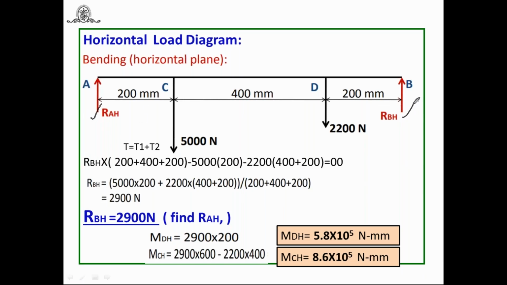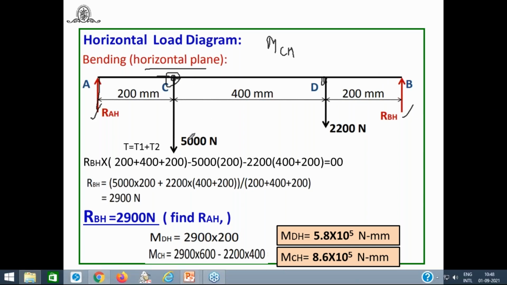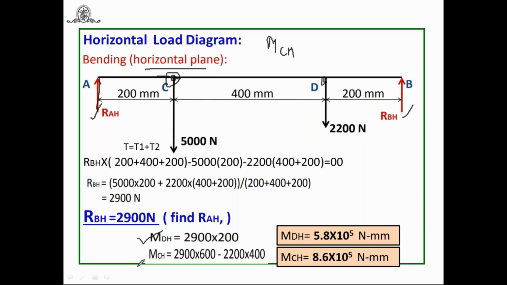Once you get RAH and RBH, the next thing we have to do is find out the bending moment at C in horizontal loading and at D in horizontal loading. How to find it? You can find RAH into this distance, and you will get the bending moment. This is also correct. And the bending moment at D is RBH into this distance. This is also correct. Or you can find it from this side. If I would like to find MCH, I will do RBH into this distance minus 2200 into this distance, equal to this MCH. So whatever method you adopt, you can find MDH and MCH.